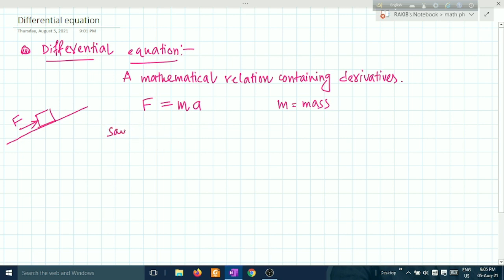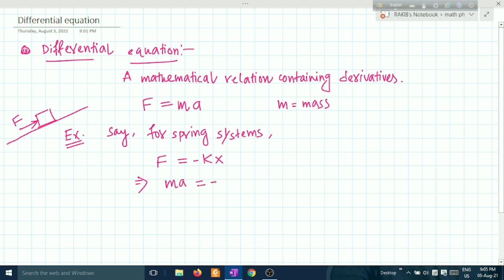I am giving an example of this fact. Say for spring systems, what we know is F equals minus kx, where F is the restoring force. As this F is a kind of force, this F can be replaced by ma equals minus kx.